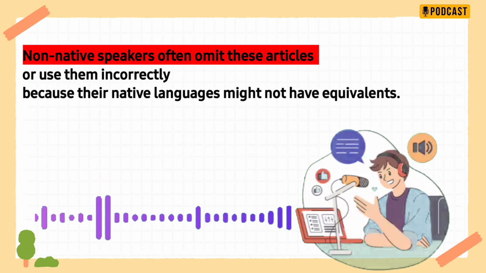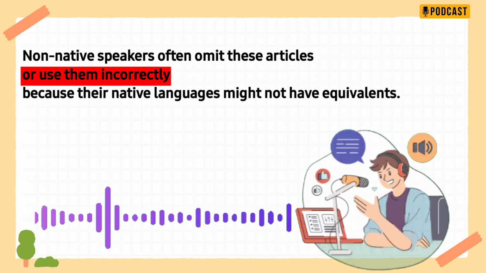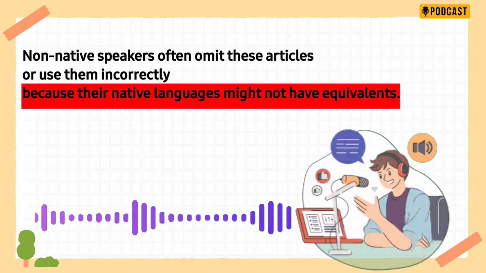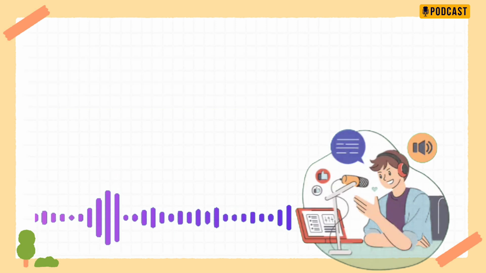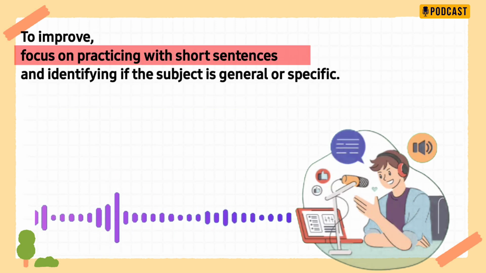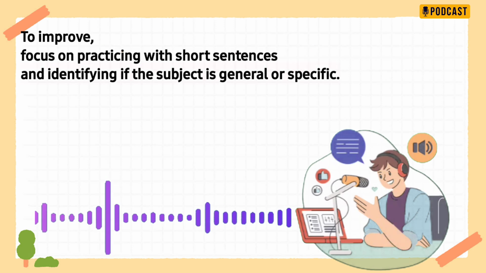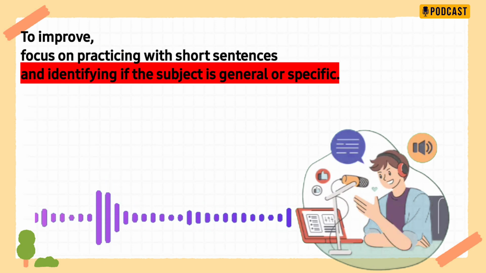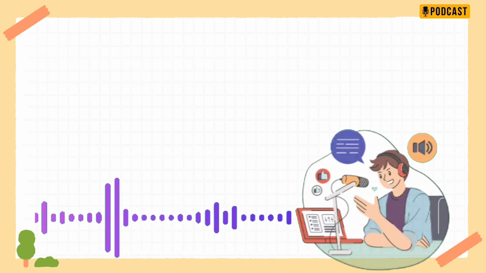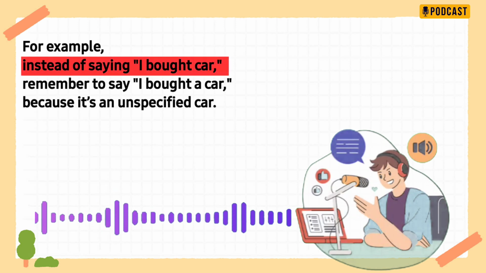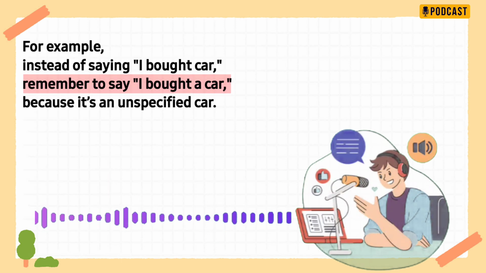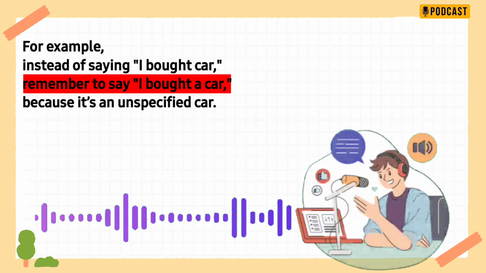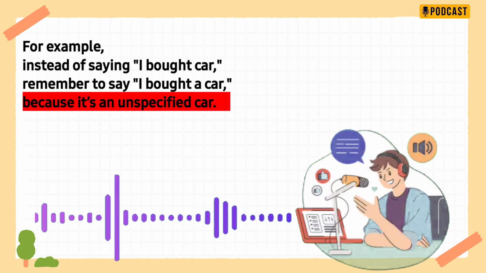Non-native speakers often omit these articles or use them incorrectly because their native languages might not have equivalents. To improve, focus on practicing with short sentences and identifying if the subject is general or specific. For example, instead of saying, I bought car, remember to say, I bought a car, because it's an unspecified car.